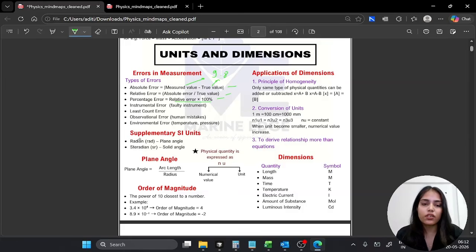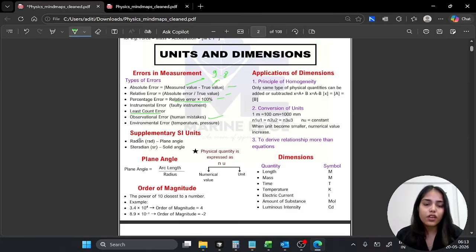Instrumental error comes because of faulty instruments, right? Sometimes, let's say, your measuring scale, instead of starting from 0, is marked starting from 1. Least count error, the minimum value. Least count is the smallest unit that you can measure using any particular instrument. Observational error is human mistake, or environmental or temperature factors. Like in greater humidity, the oscillation will stop faster. So these factors also determine your errors, okay?